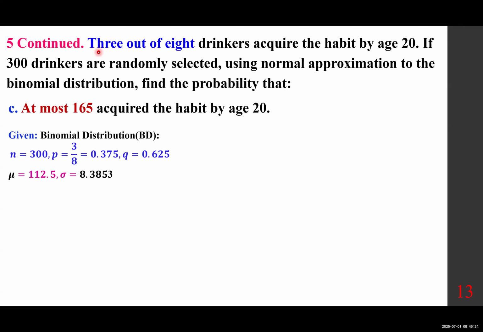I'm going to continue with the third part, the same question, part C. At most, 165 acquired the habit by age 20. Again, information from the previous page. So we want BD, binomial distribution, probability of x less than or equal to 165. So that means we want the probability of x equals 165 plus 164, 163, all the way to the probability of x equals 0. That's the meaning of it. So why is it important to write this? You want number 165. So you have two choices.